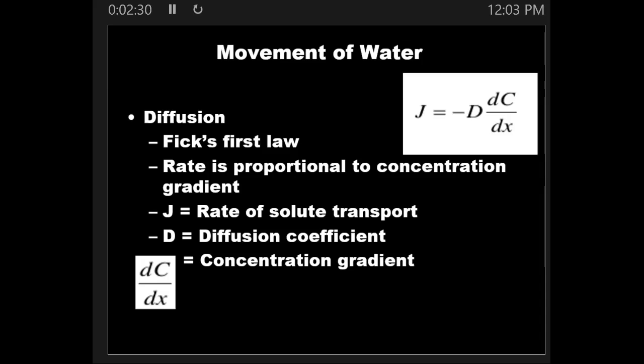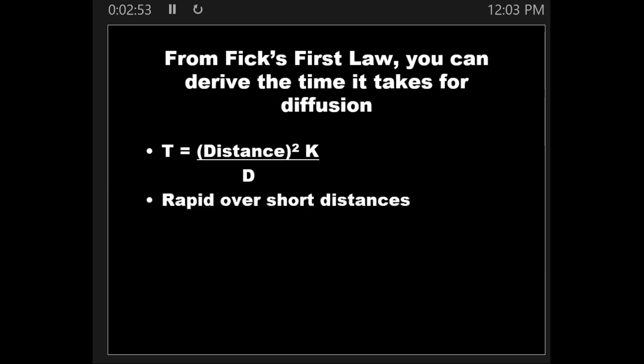So we're looking at a concentration gradient, and if you take this equation and do some derivation of it, you can come up with a way to calculate how long it takes for something to diffuse. And again, this is the equation that they use: time equals distance squared times K over D, where D is the diffusion coefficient, and K is a constant that looks at the geometry of the system. And again, you can look this up.